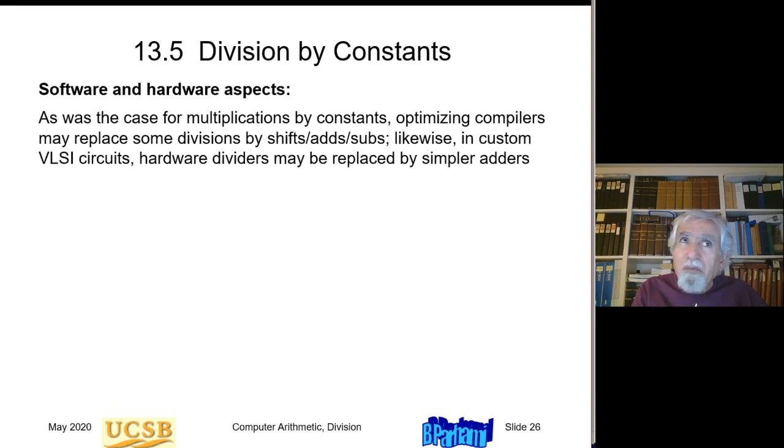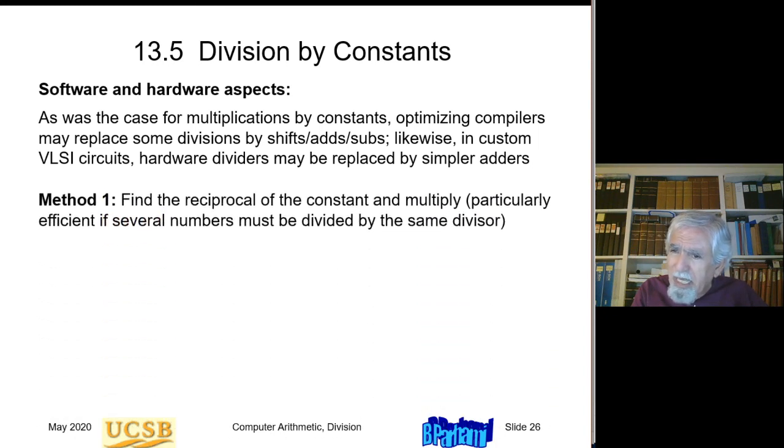Okay, in this section we discussed division by constants. As was the case for multiplication by constant, optimizing compilers and also VLSI design tools detect division by constant and generate hardware that is much simpler, more energy efficient than an actual divider. So method 1 of dividing by constant is finding the reciprocal of the constant and multiplying.